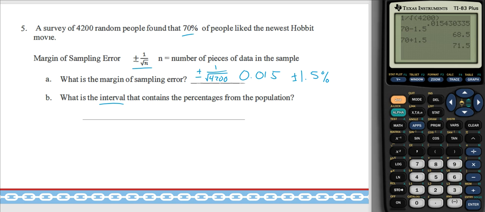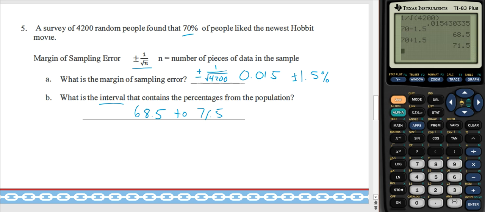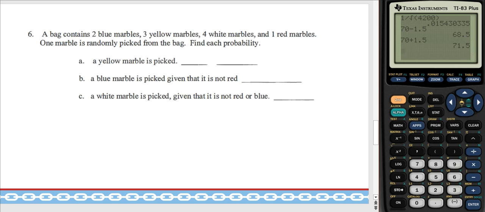But then that's your interval, the 68.5 to 71.5%, right? That accounts for error based on your sample size. The smaller your sample size, the larger your margin becomes. So the bigger the sample size, the more accurate your data will be.